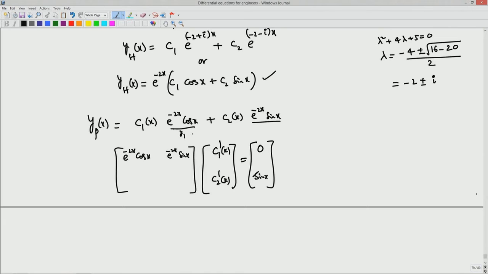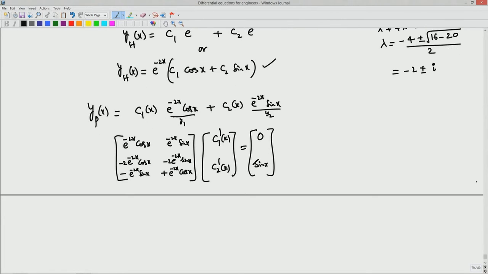This is your y1, this is your y2. Okay. y1 dash is minus 2 e power minus 2x cos x plus minus e power minus 2x sin x, and here minus 2 e power minus 2x sin x plus e power minus 2x sin x derivative is cos x. So, this is what you have.